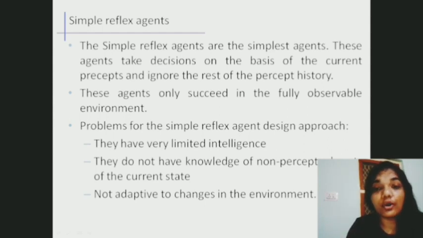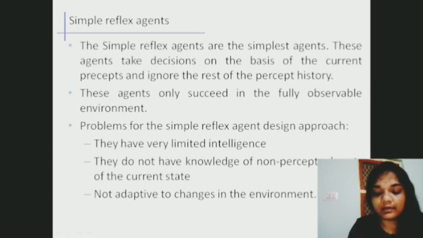These agents only succeed in the fully observable environment. That means whatever is going on in the environment right now, based on that they will take some decision as per the present conditions. It will not take into consideration the entire history. Fine. So the problems related to these simple reflex agents are, they have very limited intelligence, they do not have knowledge of non-perceptual parts of the current state, and they are not adaptive to changes in the environment. That means it will just act based on the current situation of the environment. So it is not that correct. It should be thinking about past and future, but it is not doing so. So simple reflex agents have these disadvantages.